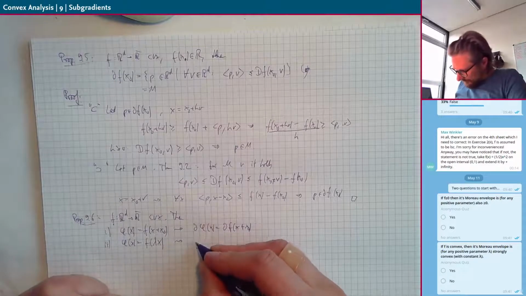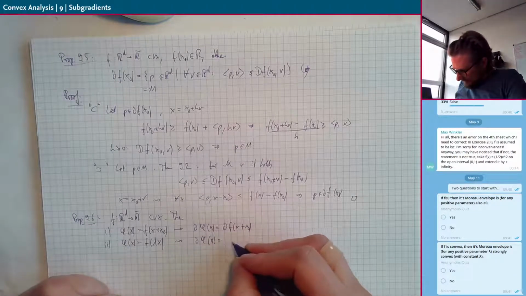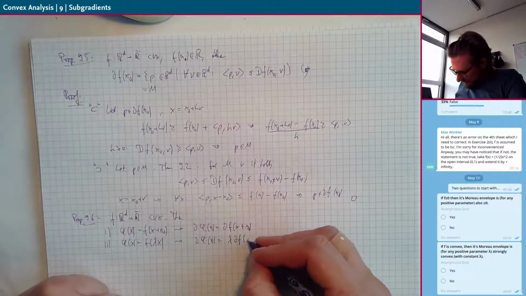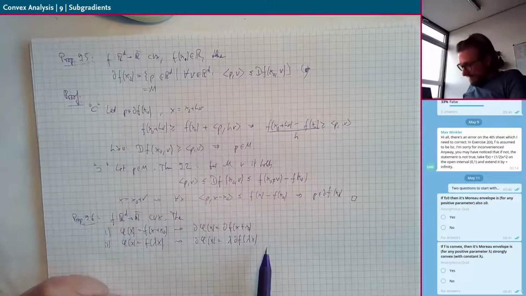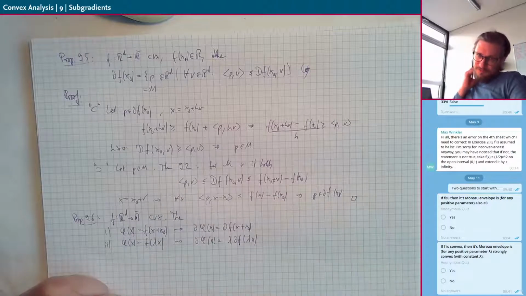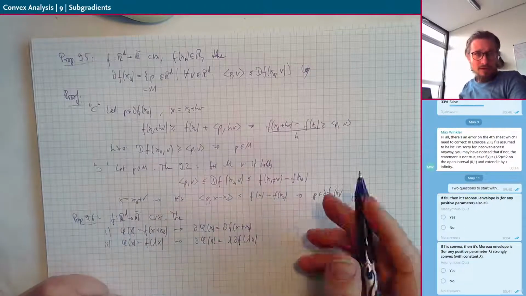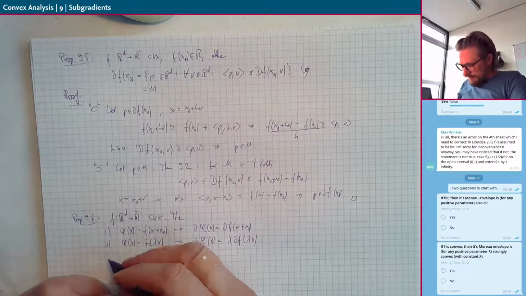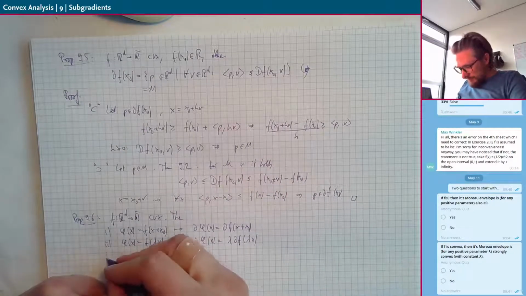Then the subgradient of the scaled function is the scaled subgradient. So it also pulls out here. It's the same as for standard functions, for the standard derivative.